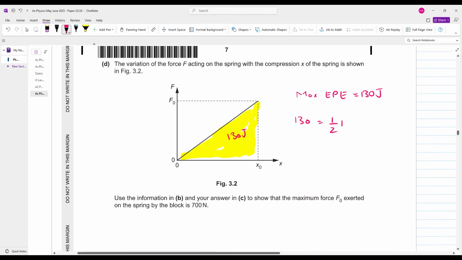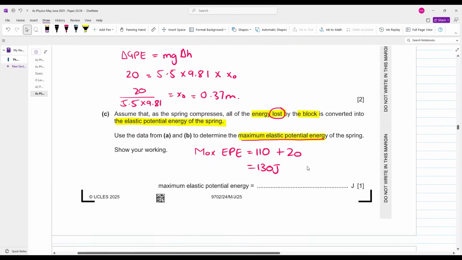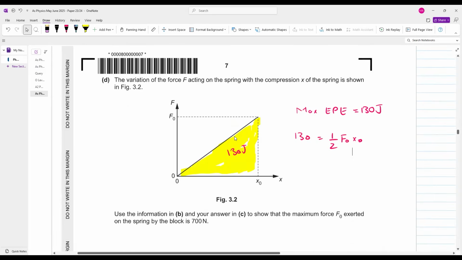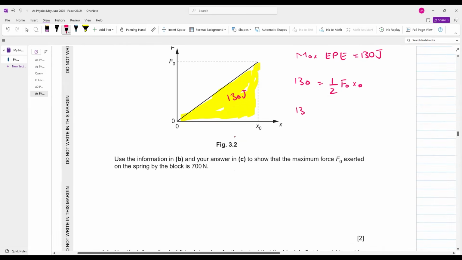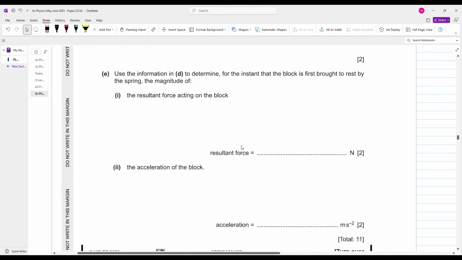Yes, 1 upon 2, F naught, X naught. What was your X naught? X naught क्या था बेटा? 0.37. Okay. 130 is equal to 1 upon 2 F naught into 0.37. Can you calculate F naught? Yes. 130 into 2 by 0.37. Your answer of F naught comes out to be 700 Newton. We have successfully proved that. Let's further move ahead. आगे बढ़ते हैं.